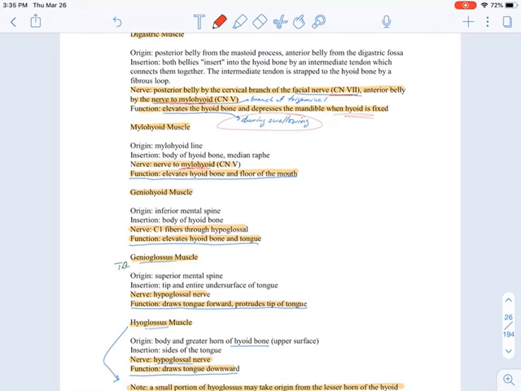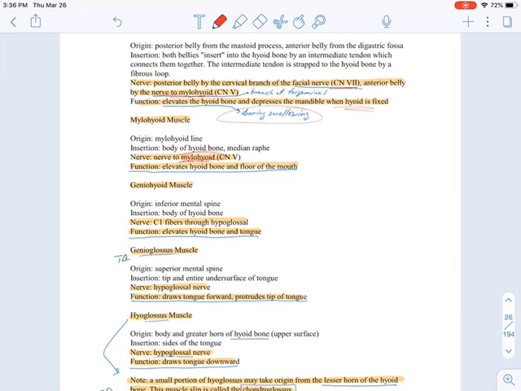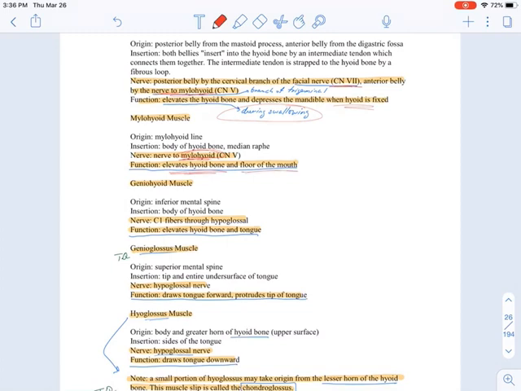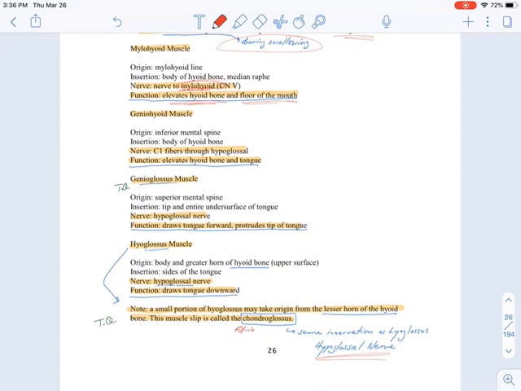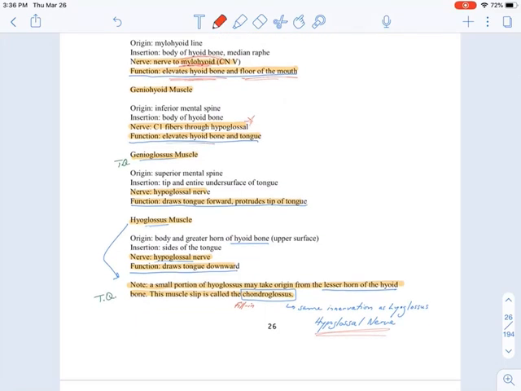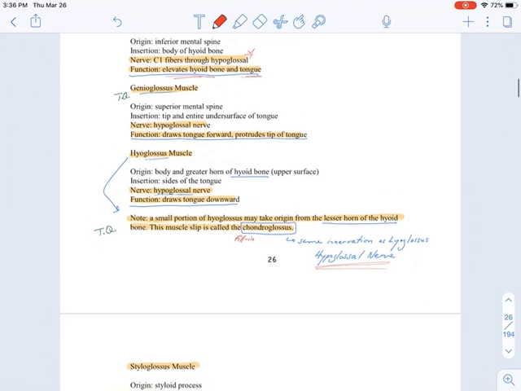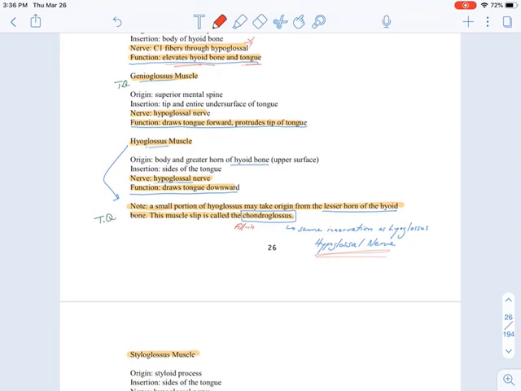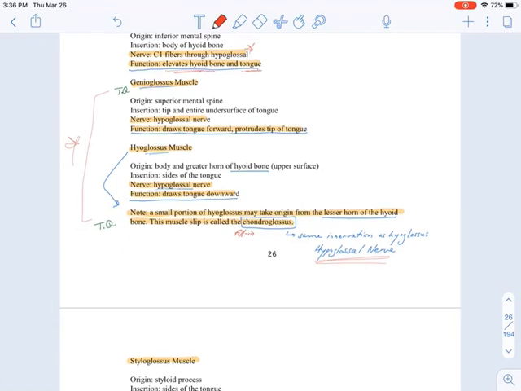Now we have mylohyoid, innervated by the nerve to mylohyoid, a branch of cranial nerve 5. It functions to elevate the hyoid bone and the floor of the mouth. Geniohyoid, C1 fibers from the hypoglossal, elevates the hyoid bone and tongue. Genioglossus, these last two are what I was tested over. Genioglossus is innervated by the hypoglossal nerve, as is the hyoglossus muscle.